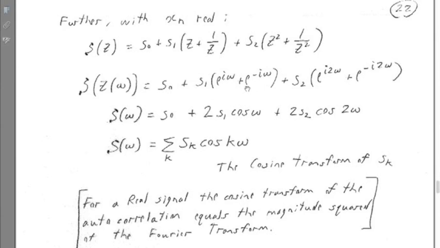And then we simply combine these. You can write them out. e to the i omega is cosine omega plus i sine omega. e to the minus i omega is cosine omega minus i sine omega, right? So actually the imaginary terms are going to drop out. Write that out yourself if it's not obvious to you. The imaginary terms are going to drop out, and we're left with S0 plus 2 S1 times cosine omega plus 2 S2 times cosine 2 omega.